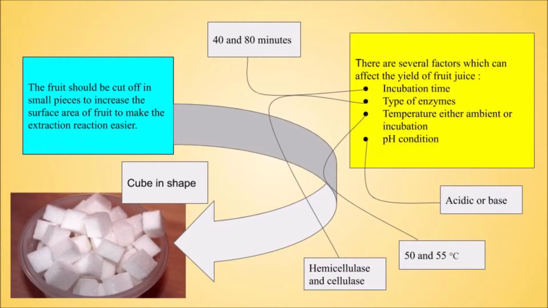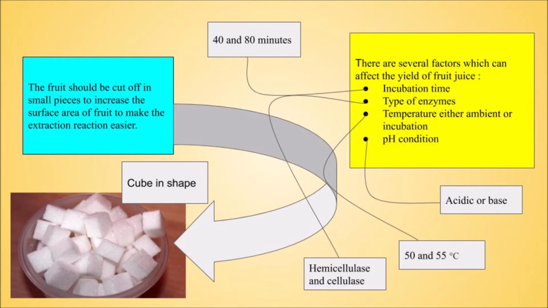So now I will proceed to the discussion part. For this experiment, the first thing that we should do, as the apple fruit is in the solid state, is to cut the apple into small pieces to increase the surface area of the fruit. This ensures that the solid-liquid extraction is more efficient with a higher yield, and the reaction will be easier with the presence of both enzymes, hemicellulase and cellulase.